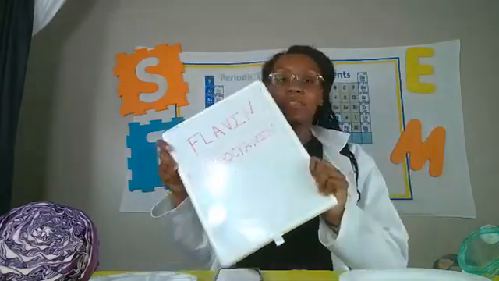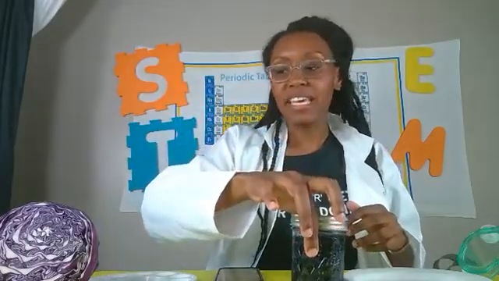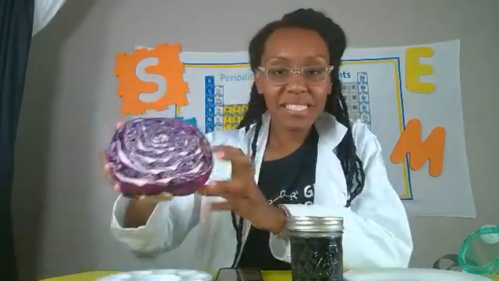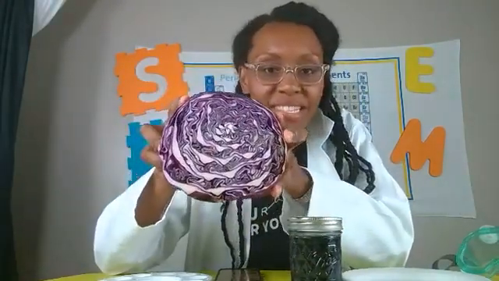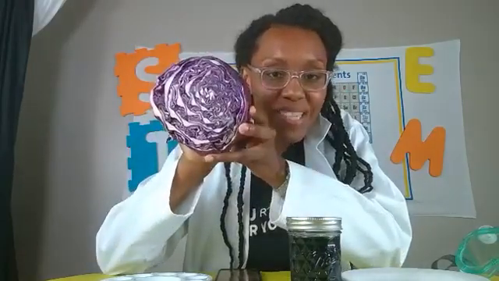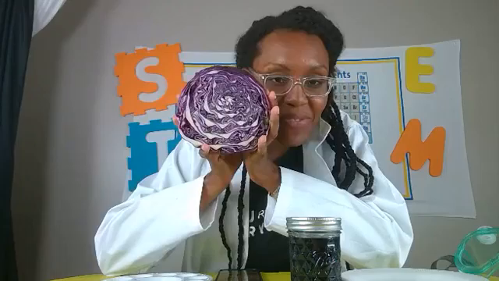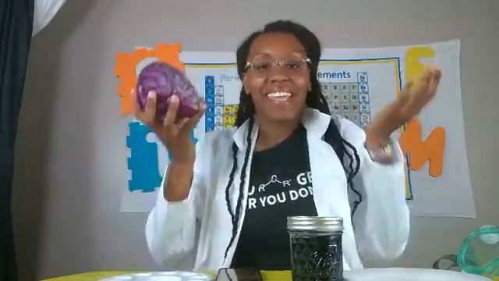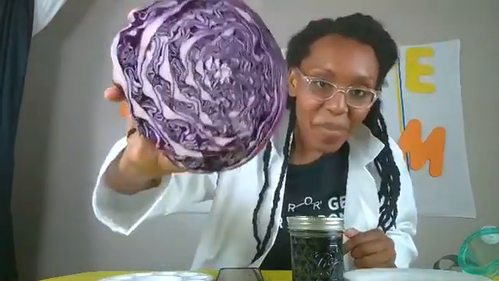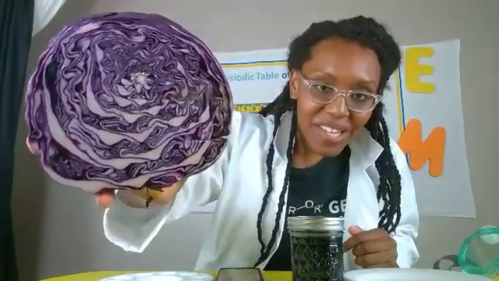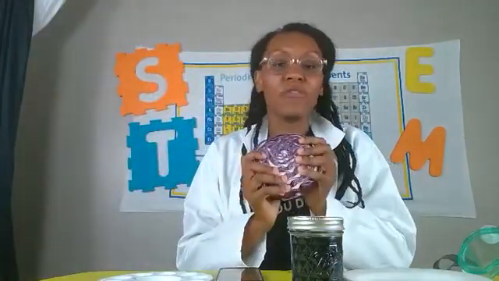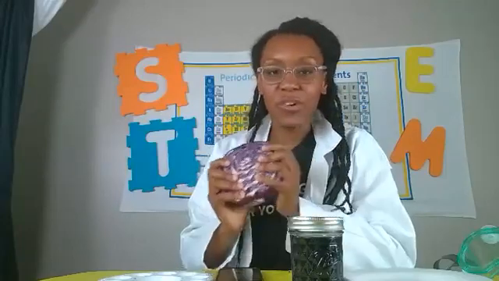Now, I made my cabbage juice early, which is right here, but all I did was take a red cabbage. All right, this is a red cabbage. It looks purple, doesn't it? I always wondered why they called it red cabbage if it's purple. But hey, I didn't make it up. Kind of looks like a brain once you cut it open. But anyway, I took this red cabbage and I boiled it for about 10 minutes and let it cool.